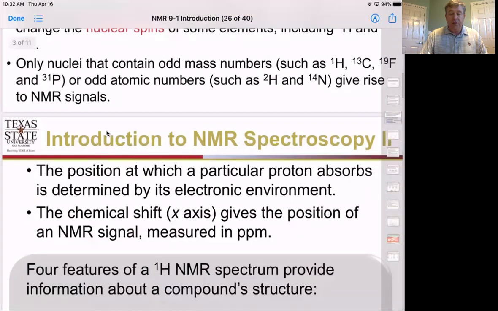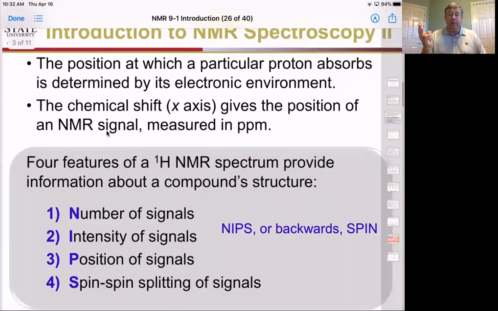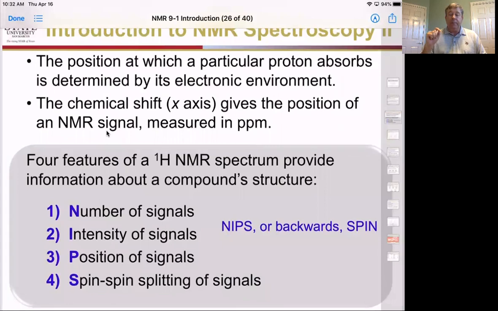There are four most important things about proton NMR. We're going to look at the position of a particular proton or hydrogen as it absorbs, and that is determined by its electronic environment. And we're going to look at that chemical shift. That chemical shift is the position on the NMR, and it's typically measured in ppm, or parts per million.